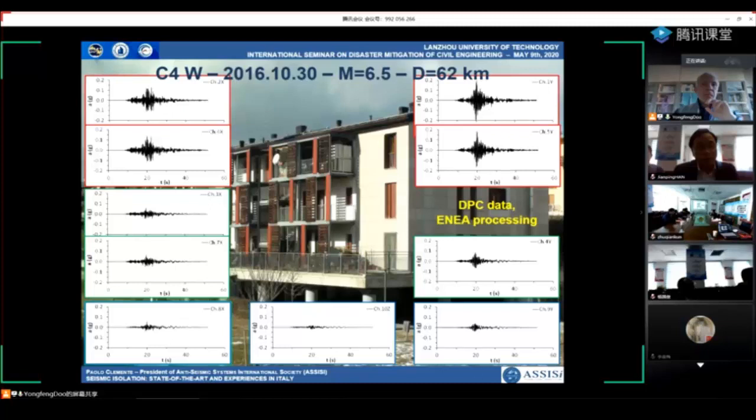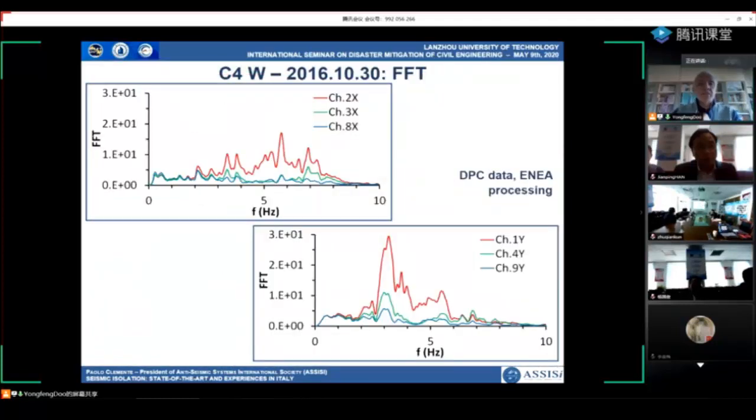Well, the last example is that of one of the buildings of L'Aquila after the L'Aquila earthquake, and it was isolated by means of curved surface sliders. The earthquake is the same as in the previous example, and in this case, going from the bottom to the top, an amplification is very apparent. So the isolation system did work properly. As you can see from the Fourier spectrum, we have no amplification at the low frequency, but we can see very well the resonance frequency of the superstructure.